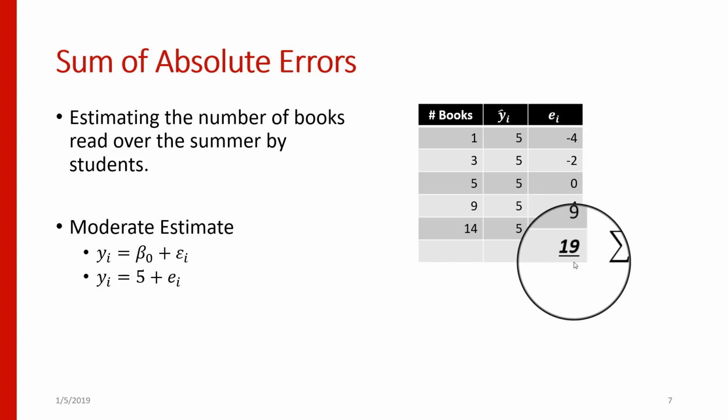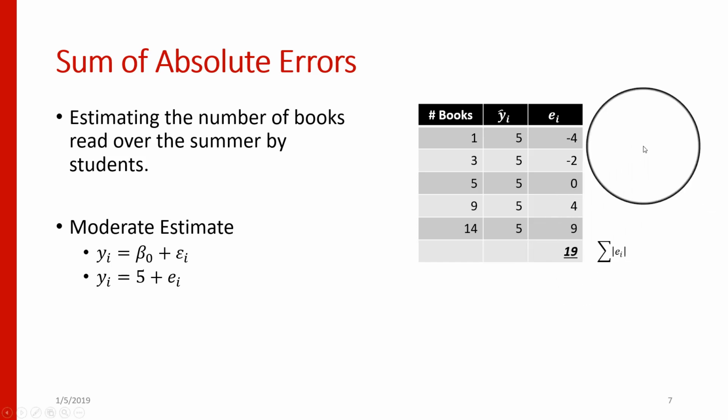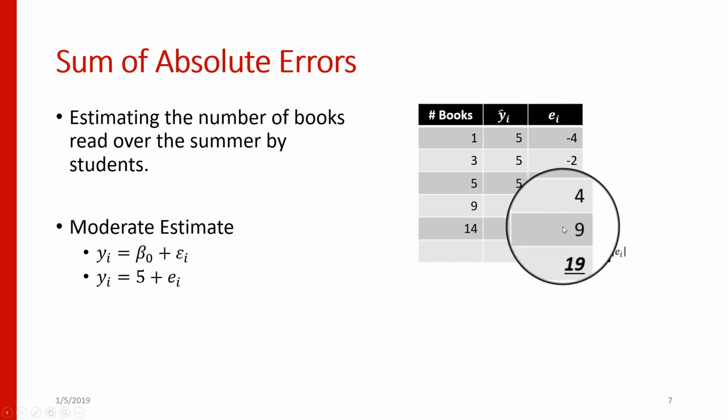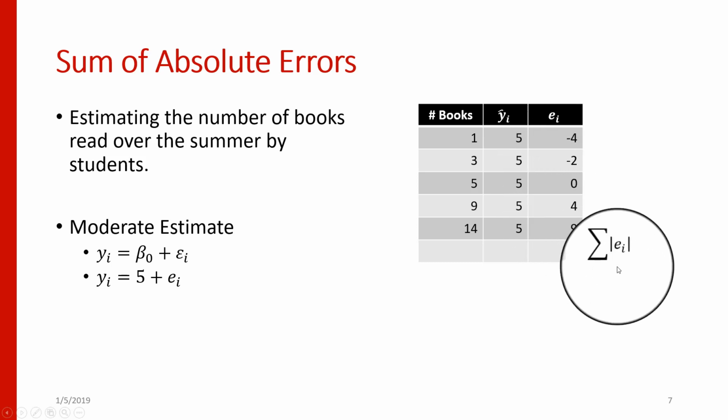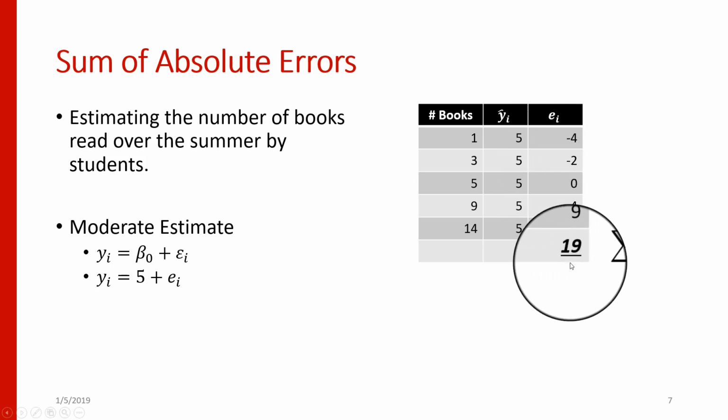So maybe I take a more moderate estimate. Okay, so if I estimate 5 for everyone, you can see again that I have a distribution of negative and positive values. And if I took the absolute value of all of these and then added them up, as per our formula, I would get 19. So this is a much better sum of absolute errors than either of the other two. It's still not super accurate, as there's quite a bit of variability in the books that our students read, but it's given us the smallest sum of absolute errors of the values that I looked at so far.